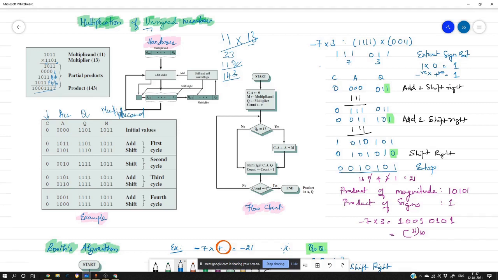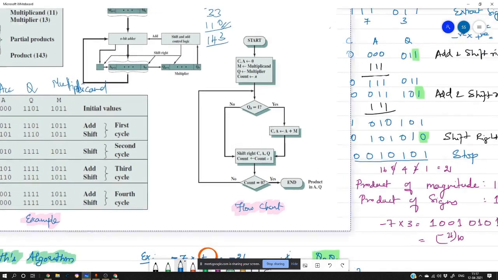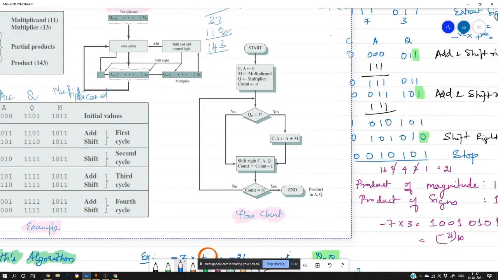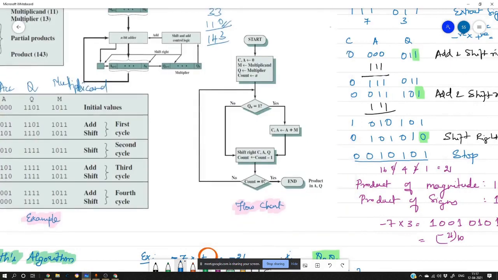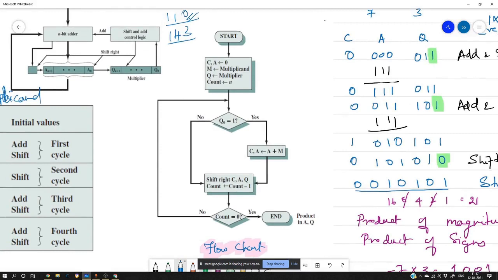Okay, you just look into this flow chart, then it will be more clear. Let me just zoom it so that it will be clear. Now coming to the flow chart. I think the flowchart is clearly visible to you. Yes, so let me explain the algorithm, how it actually works.